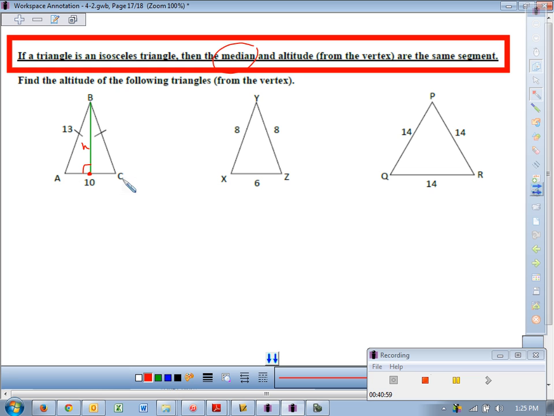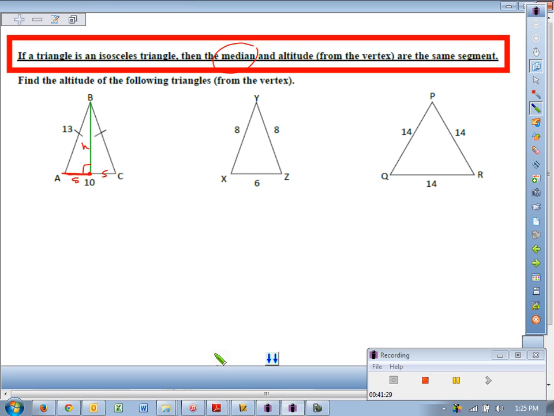Isn't this segment 10 units long? How long is this little guy? And how long is that little guy? Because this was the median, that was the midpoint of that segment, because the altitude and the median of an isosceles triangle is the same thing. So, how can I find H? Oh my goodness, how can I find H?